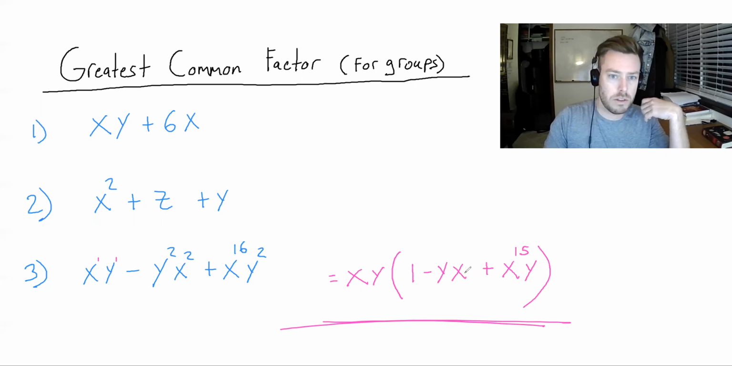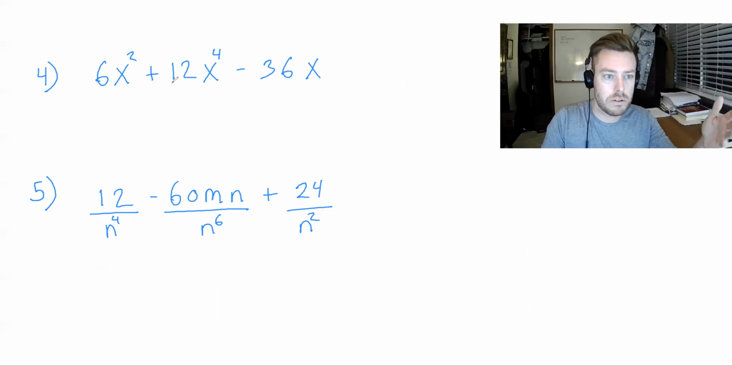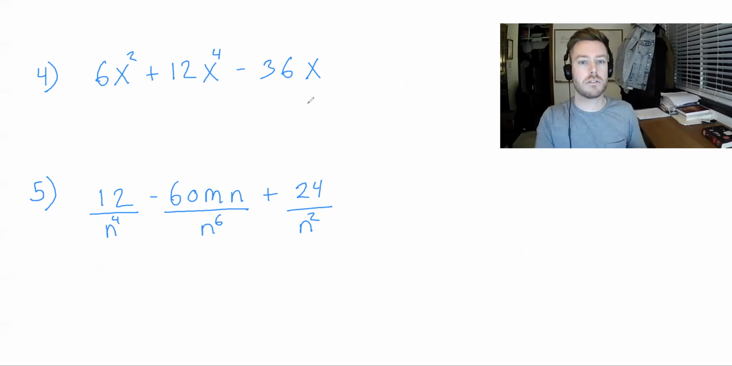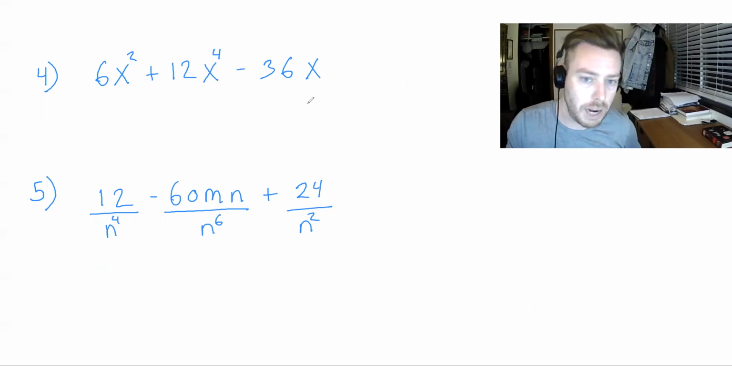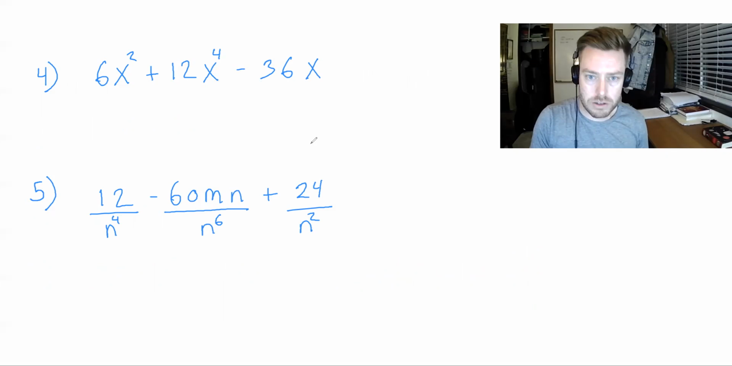Okay, so the next page here. We are asked the same thing for this fourth one. So 6x squared plus 12x to the fourth minus 36x. What can we pull out from all of these that are similar in each term? And automatically you're seeing an x, and that is very true.